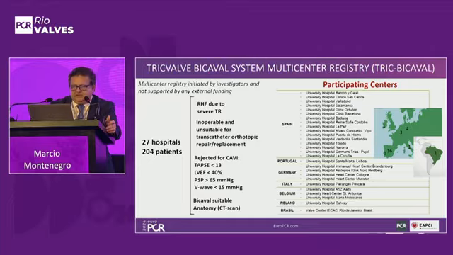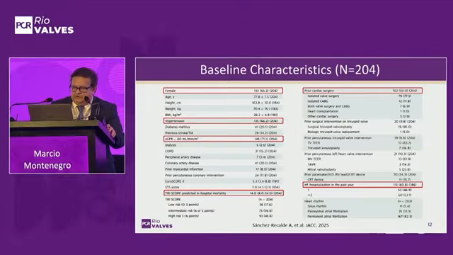As you can see here, right heart failure due to severe TR, inoperable and unsuitable for transcatheter orthotopic repair or replacement. Rejected for CAVI when the TAPSE is below 13, the LVEF below 40%, the pulmonary systolic pressure above 65, and the V-wave below 15 millimeters. And for sure, the patient needs to have anatomy suitable for the bicaval.